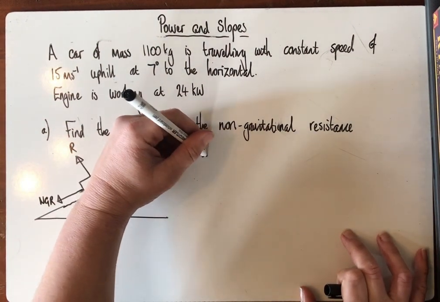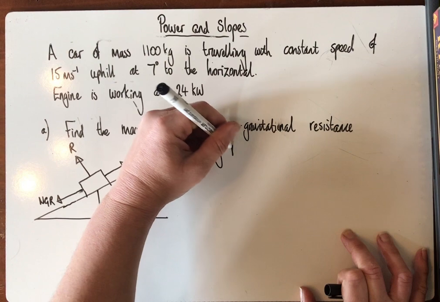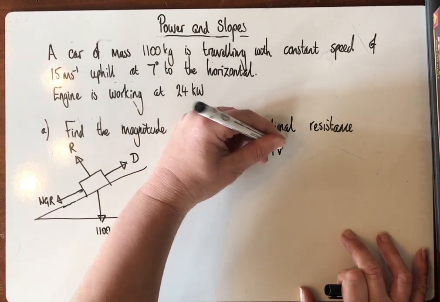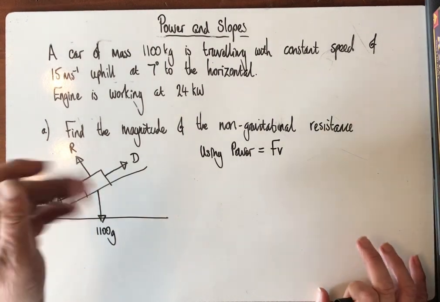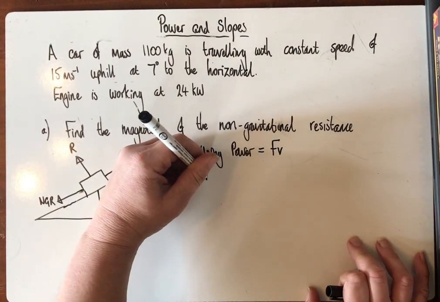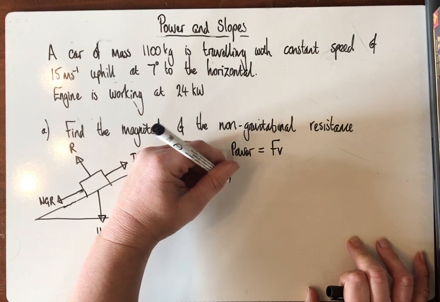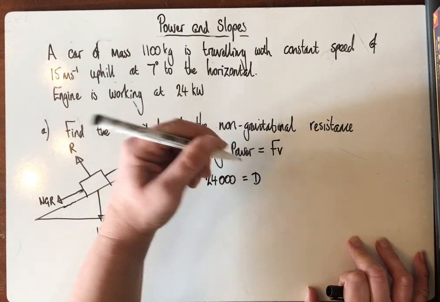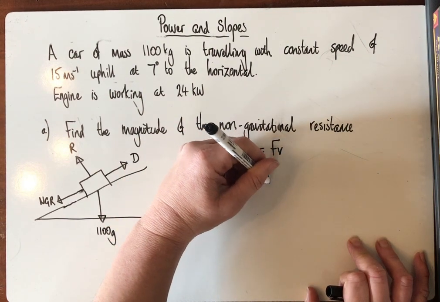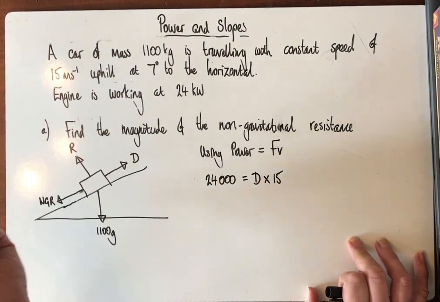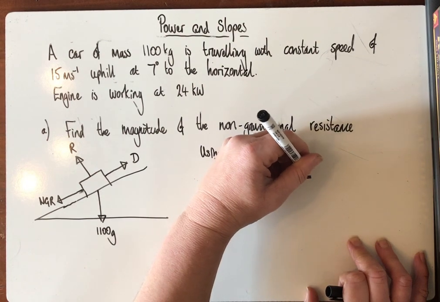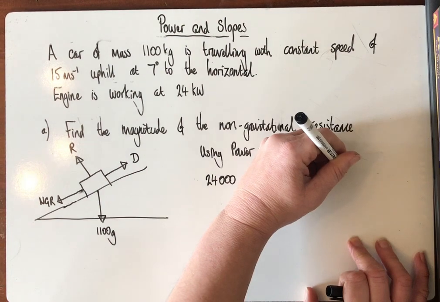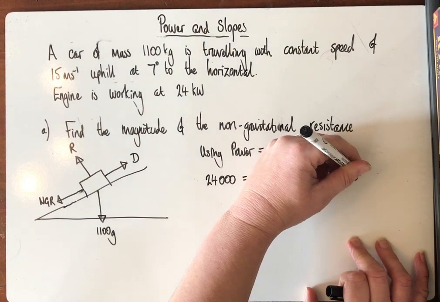So using power is equal to FV. That's fine if it's on a slope as well. So 24,000 is equal to this driving force times the speed, which is 15, and so the driving force is equal to 1,600 newtons.